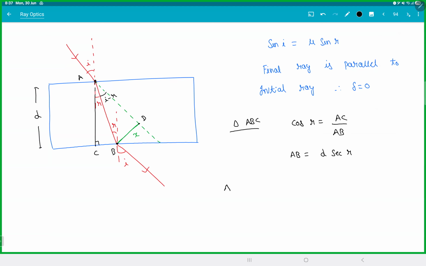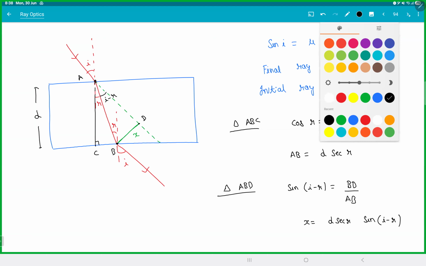If you take triangle ABD, sin(i minus r) is BD by AB. BD is nothing but x. AB is d secant r. So x equals d secant r into sin(i minus r). There, that's your lateral shift. Numbers are given, you could substitute them. Yeah, most of you got it. Got this? There, a little geometry after that.